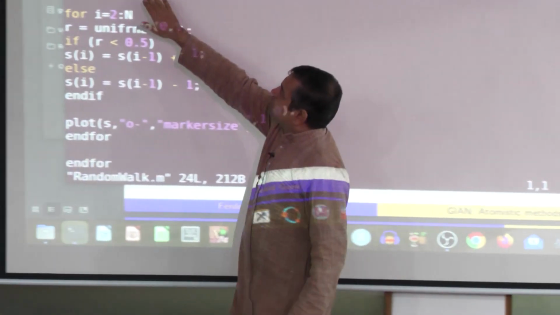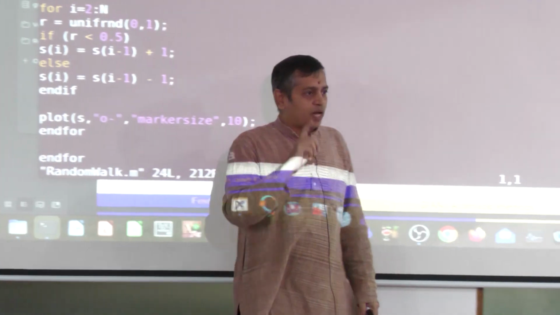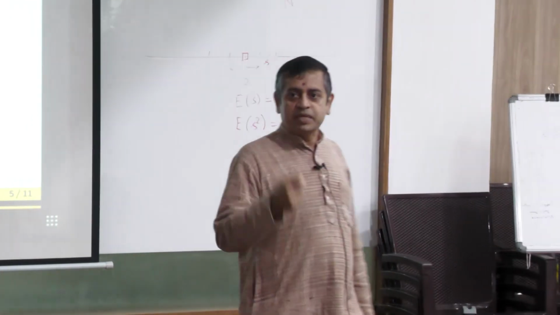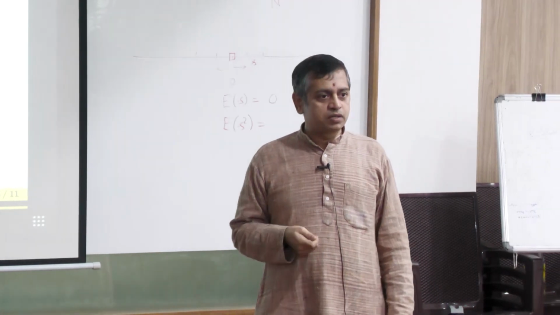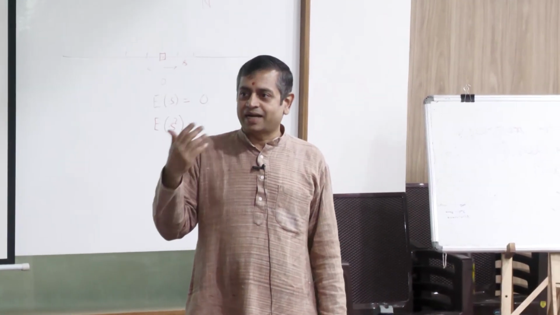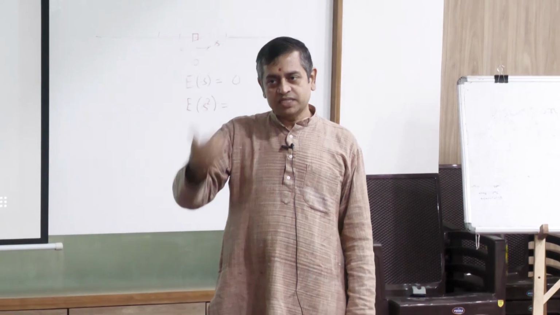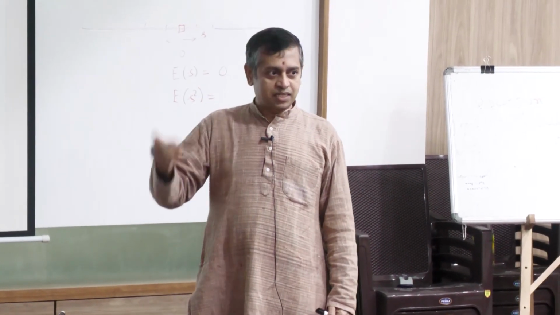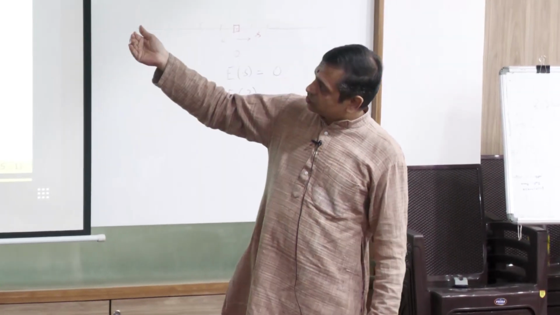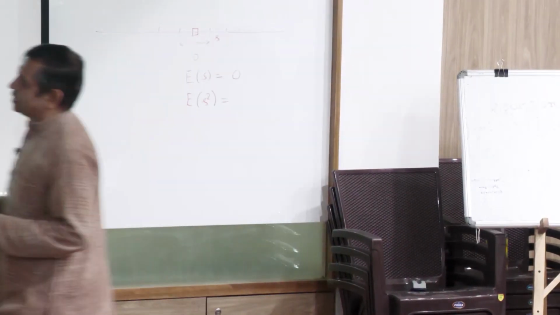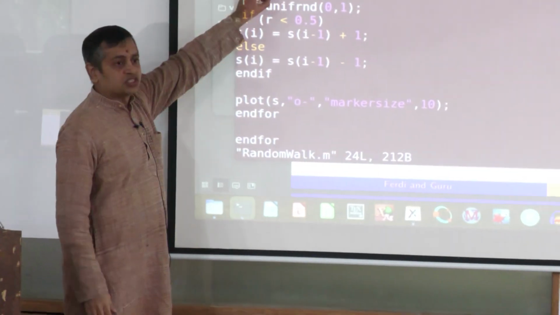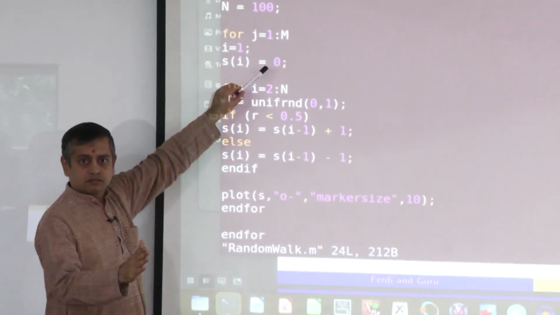So, this loop goes from 1 to 100, where 1 means it is the first random walk, 2 means it is the second random walk, 3 means it is the third random walk and so on. I am going to take 100 random walks starting from the same point 0, and each random walk has 100 steps, that is why n is equal to 100. You can see i is 1, S1 is 0, that is my starting point.